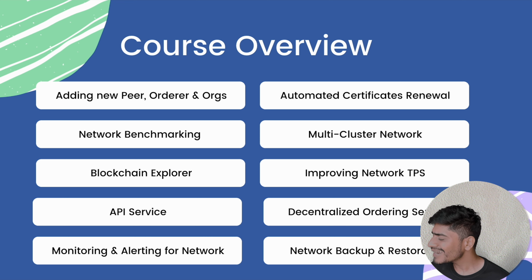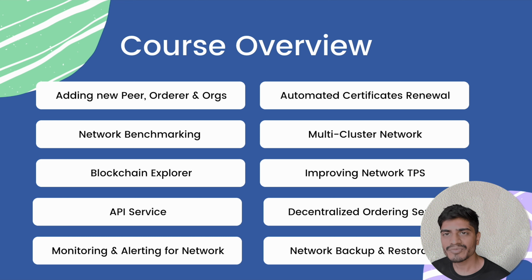Then another slightly advanced section is the decentralized ordering service. In this particular section, we are going to set up our orderer nodes, which run the consensus in a decentralized manner. There can be multiple organizations running their ordering nodes, and all these ordering nodes that are part of the various organizations will take part in the consensus and give us the block creations.